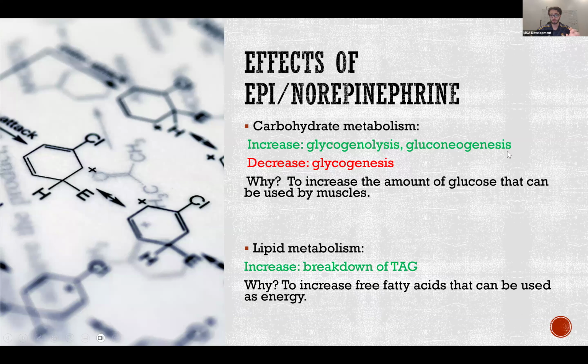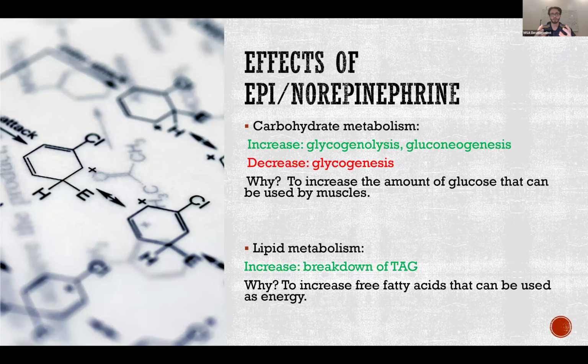Gluconeogenesis: genesis means synthesis, formation, of glucose. So we want to synthesize glucose. But it's pretty logical why these two pathways are being upregulated and increased. But glycogenesis will be decreased. Why is that? First of all, what is glycogenesis? Glycogen and genesis. We are synthesizing glycogen. We are synthesizing the storage form of glucose. We do not want that.